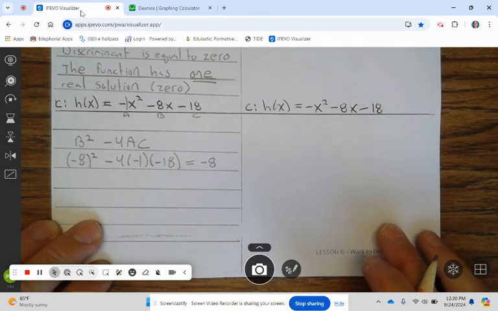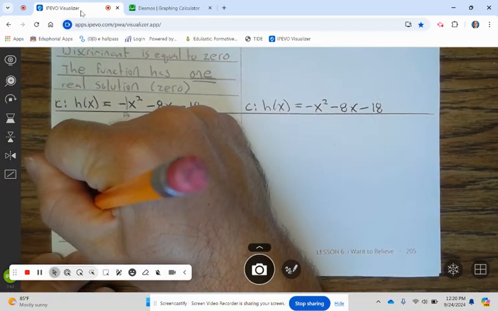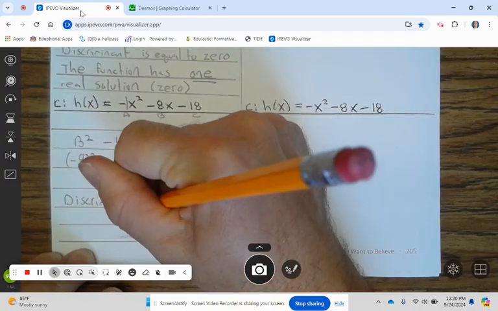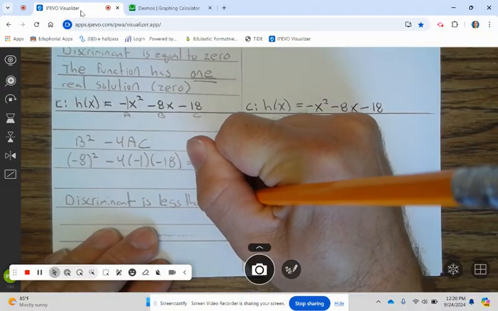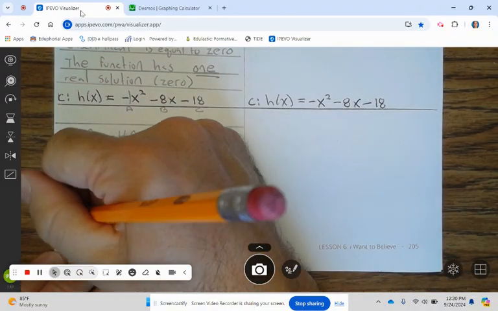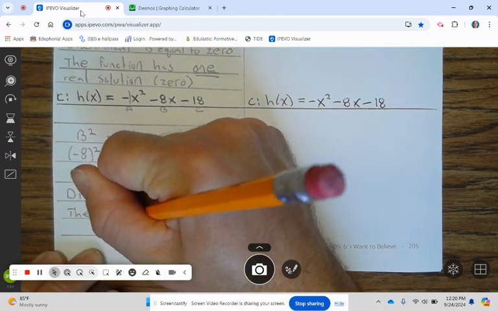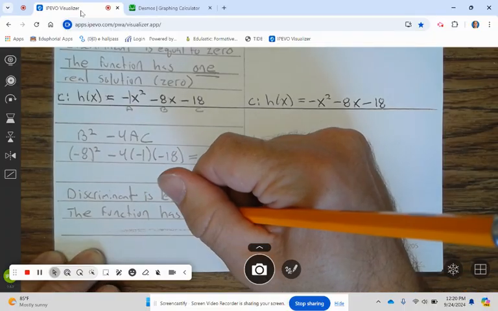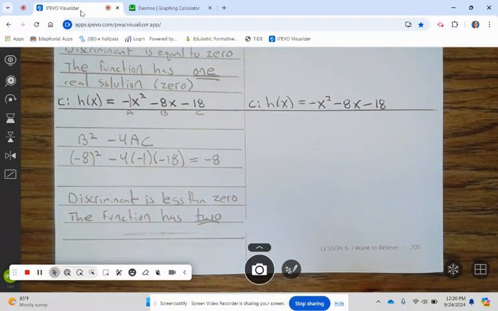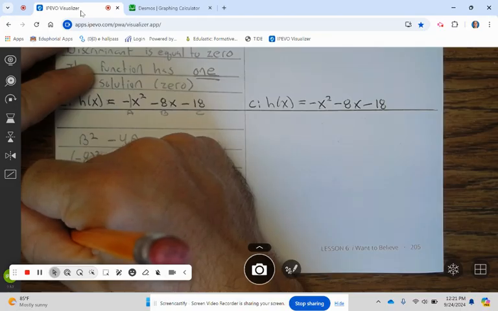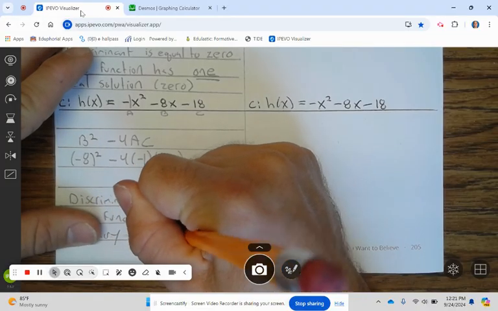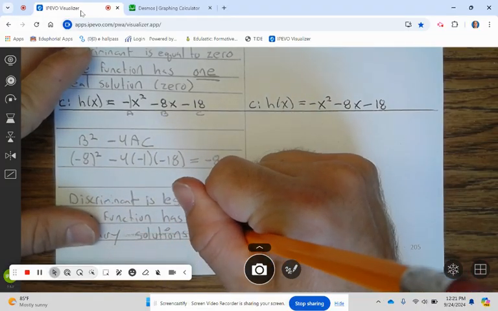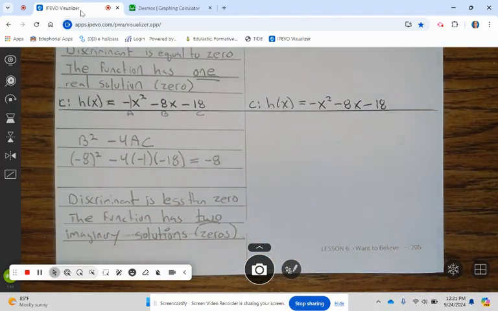Okay, so since the discriminant is less than 0, we know the function has 2 imaginary solutions. Or 2 imaginary zeros. All right.